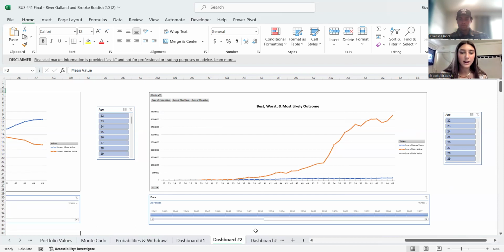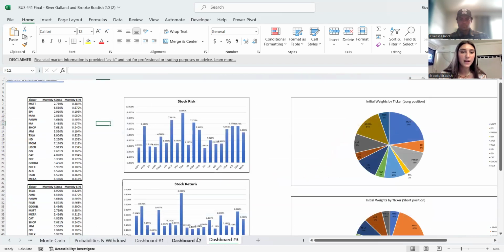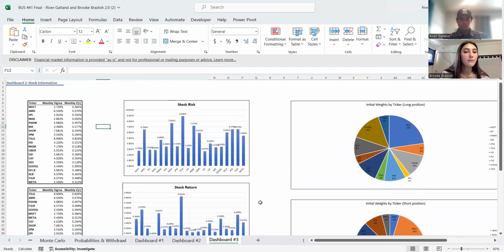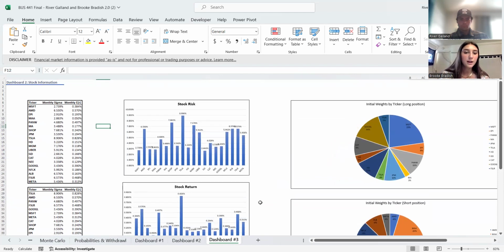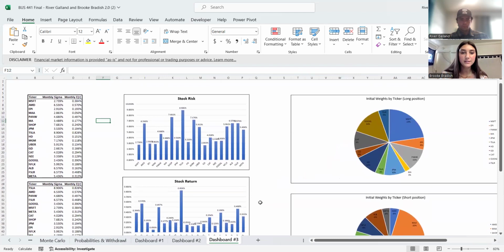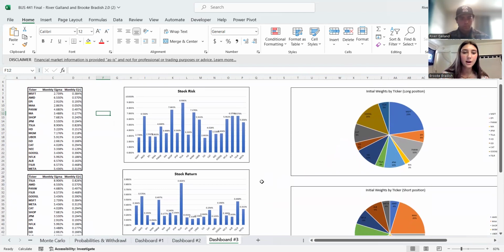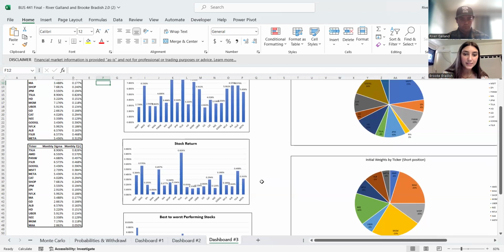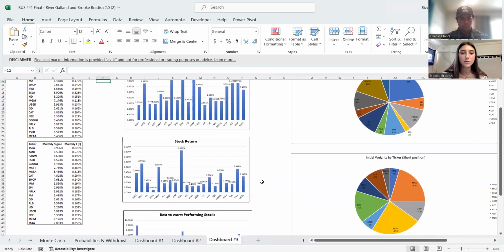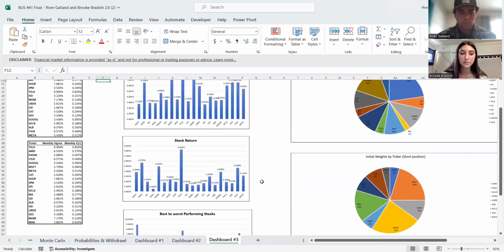And then our next dashboard is our stock information. We sorted that into different graphs based on the risk of the stock return. You can see there are some pretty risky stocks, including Tesla, Shopify, AMD, and those fluctuate. And then for our stock return, Tesla has the highest stock return, which makes sense because it is also the riskiest stock. AMD has a pretty high return, same with Microsoft.